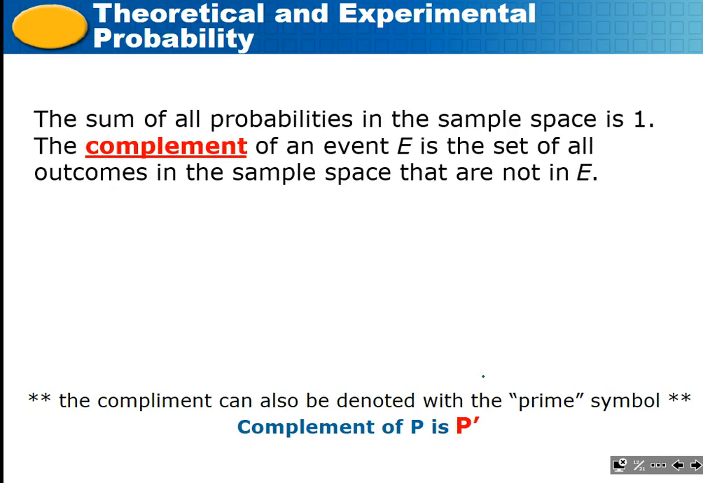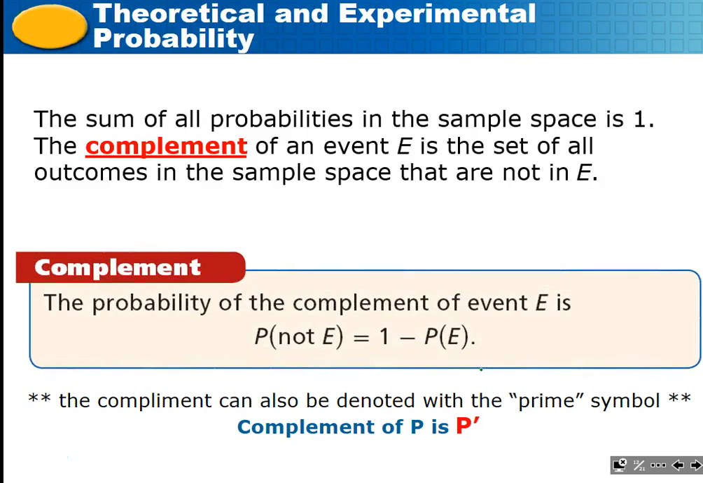Okay, now we're going to talk about complements. Now, complements are when something does not happen. So the probability of something not happening versus something happening. So the complement can also be denoted with a prime symbol. So we say the complement of P is P prime. So when we say, I don't want E, then we'll say E prime.